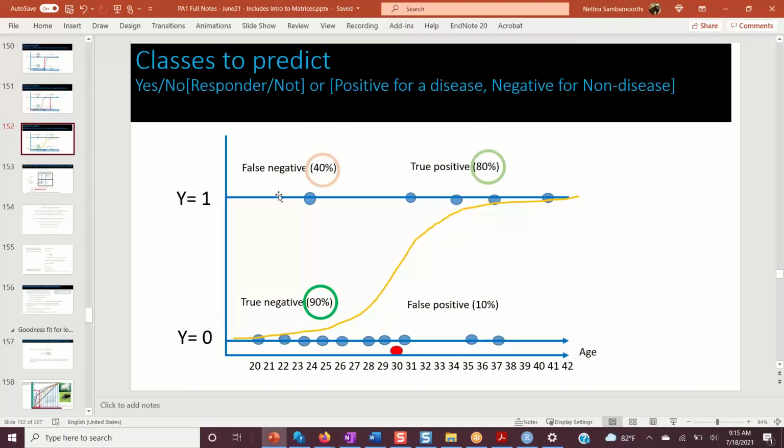Do you remember this? This is the logistic regression model, this orange or yellow curve. Are you with me? Yes, sir. So you have diagnostics even in the logistic regression model also.